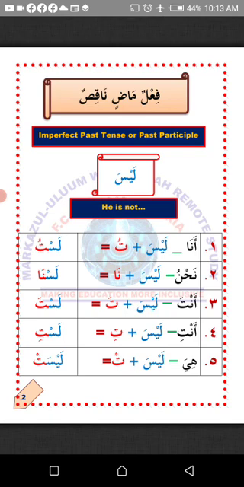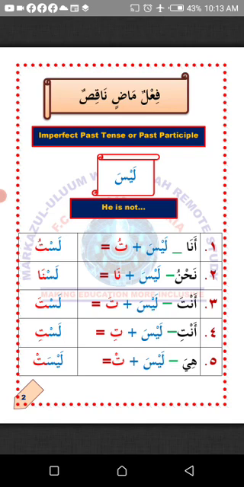Thalatha, number three. Anta, you, representing a single male person. So how do we change the verb laysa to suit anta? All you need to do is to attach ta'un carrying fatha to the last letter. Then you give sukun to the letter before it. So the verb laysa will now become lasta, which means you are not.